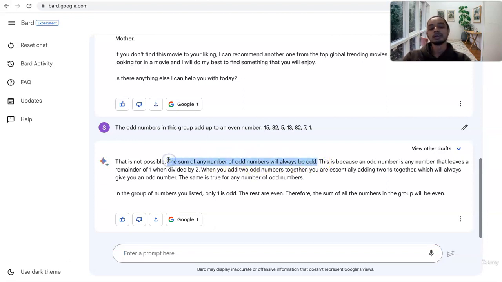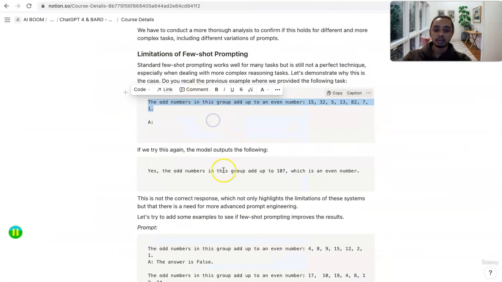That's wrong. 3 is an odd number. 1 is an odd number. If I add 3 plus 1, my answer is even. So it is not able to understand the job. GPT-4 is a lot better at critical reasoning, so it got it right. Let's go back and see.